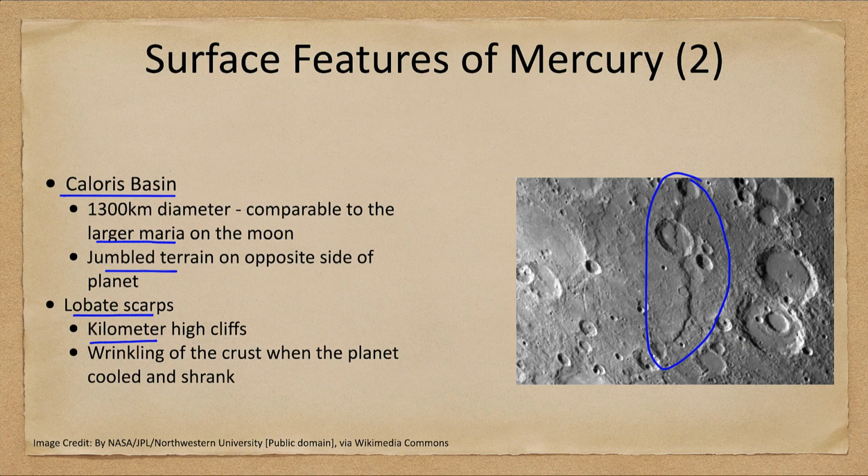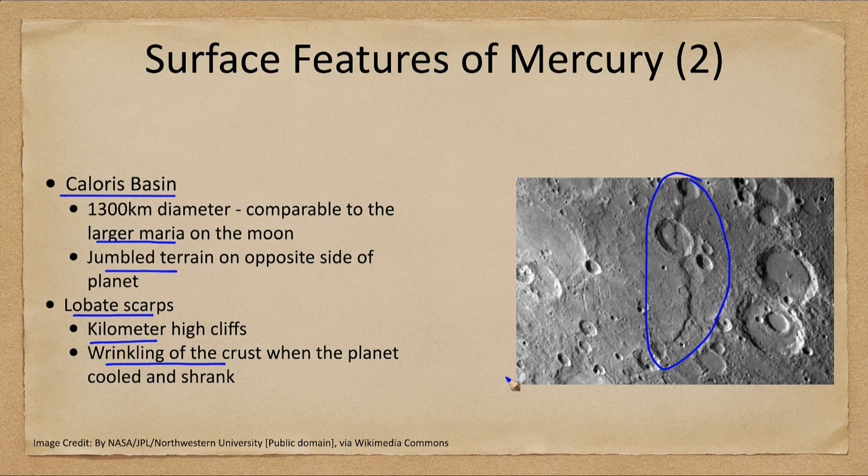And this is what happens when the planet cooled. As the planet cooled, the outer layers cooled first and solidified, and then as the inner layers cooled, they shrank down, and the rest of the material kind of crumbled in on top of it, leading to this wrinkling of the crust as the planet cooled off and solidified inside.